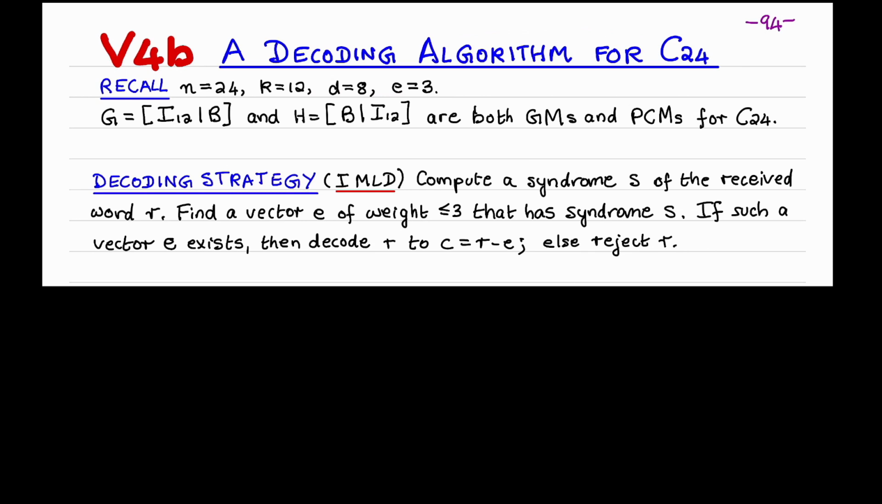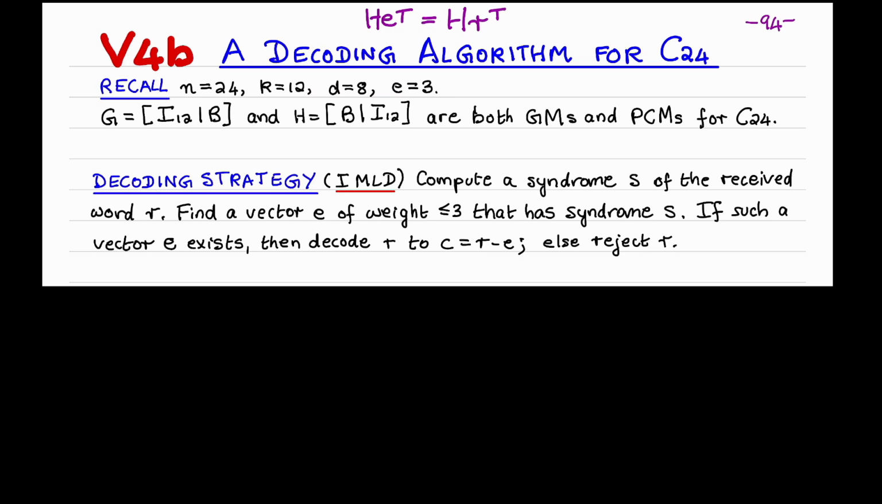Since C24 has error correcting capability 3, the objective of the decoding algorithm is to always make the correct decision if the error vector has weight 0, 1, 2, or 3. If the error vector has weight greater than 3, then we don't care what the decoding algorithm does. So when we develop the algorithm, we'll make the assumption that the error vector has weight at most 3. Now recall that the error vector has the same syndrome as the received word.